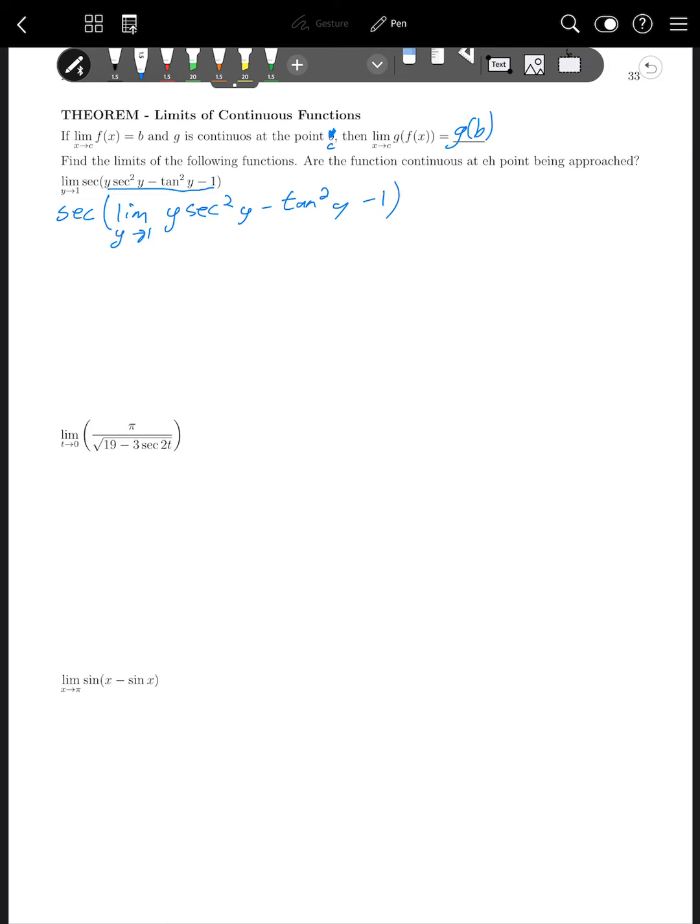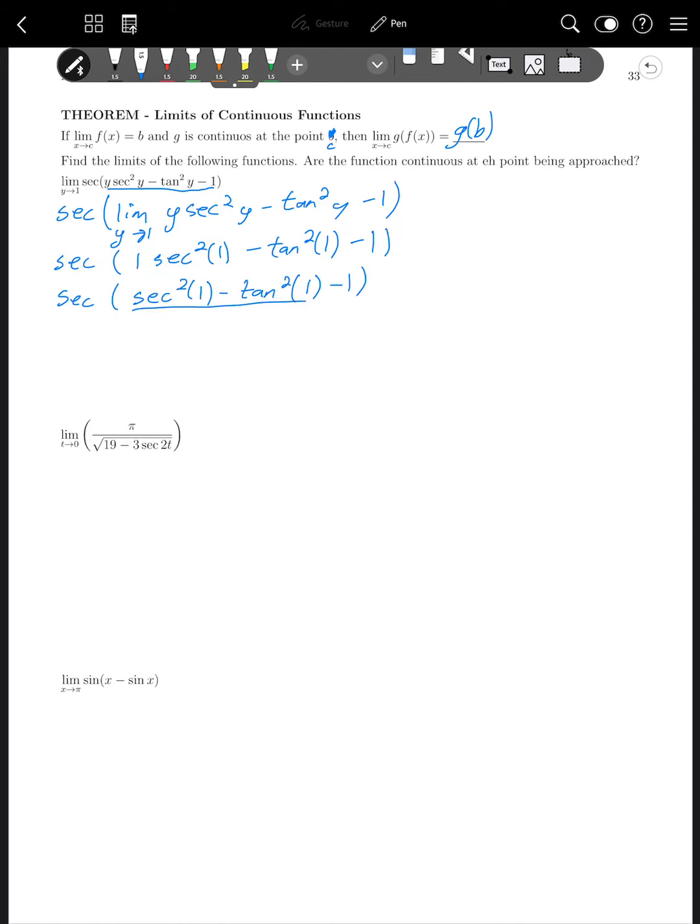Okay. So assuming this function isn't undefined at 1, we can go ahead and try it out. So let's see what happens. If we just plug in 1, this would be 1 times secant squared of 1 minus tangent squared of 1 minus 1. Okay, and so that's secant of secant squared of 1 minus tangent squared of 1 minus 1.